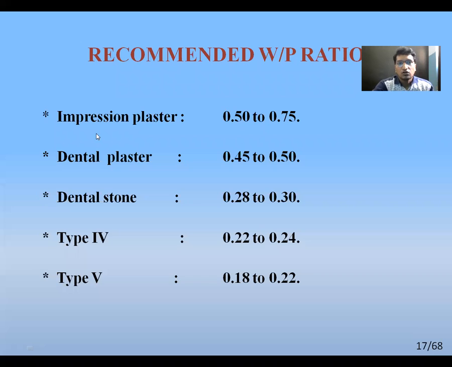Now the water powder ratio for impression plaster, that is type 1, is 0.5 to 0.75 ml per gram. If I'm going to mix 100 gram of plaster, I need 55 to 75 ml of water. Same for dental plaster, if I'm going to pour the cast, for 100 gram of plaster I need 45 to 50 ml of water.